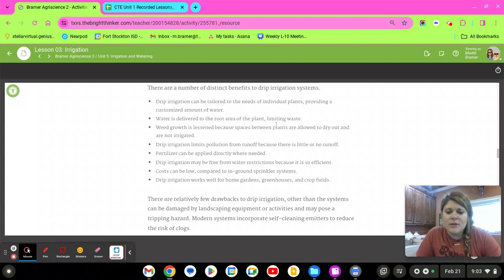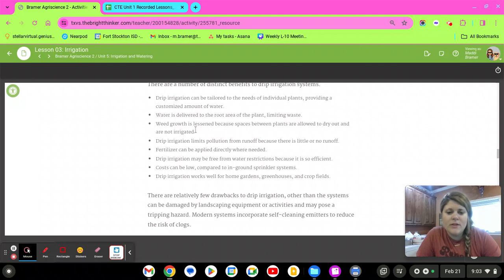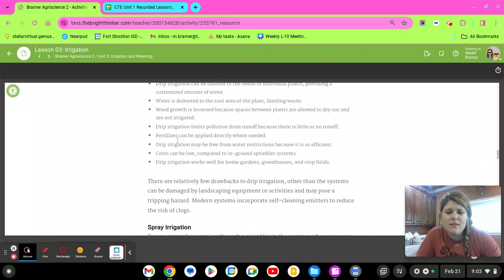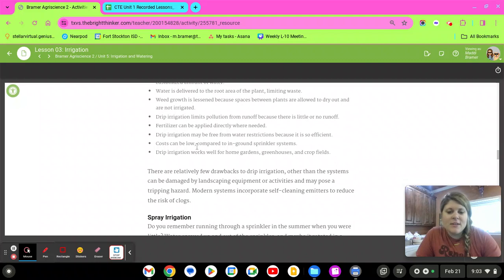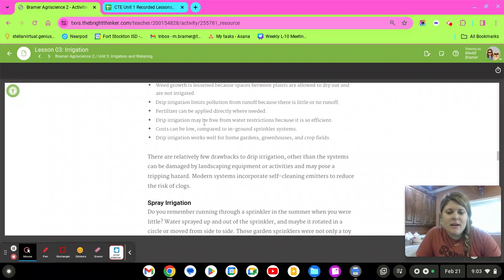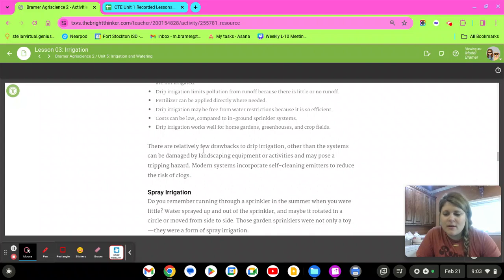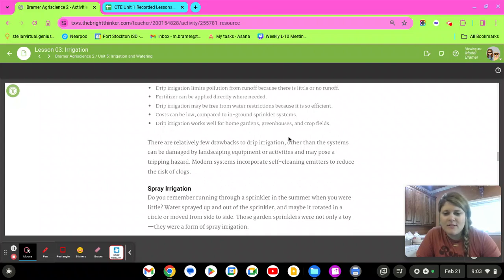Water is delivered to the root, so you limit waste. Weed growth is lessened because spaces between plants are allowed to dry out and are not irrigated. So you're not watering the whole garden, you're just watering the plants. Fertilizer can be applied directly where needed. Cost can be low, especially compared to sprinkler systems. And it works well for home gardens, greenhouses, and crop fields.